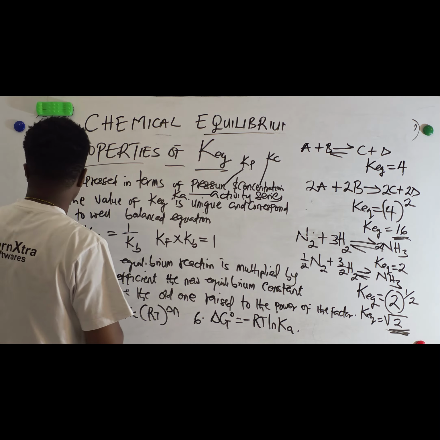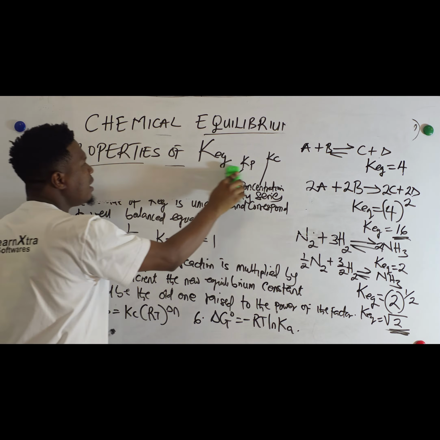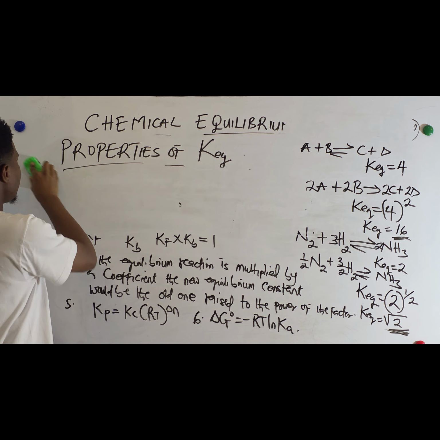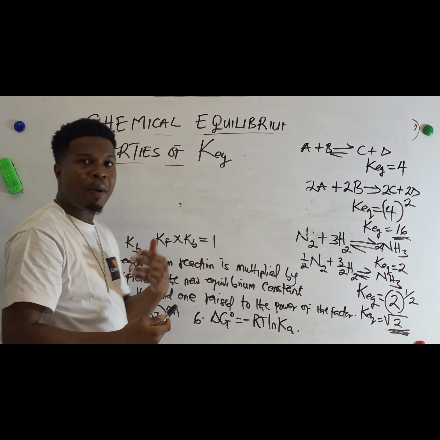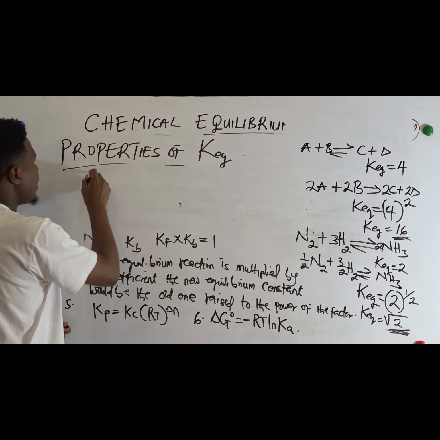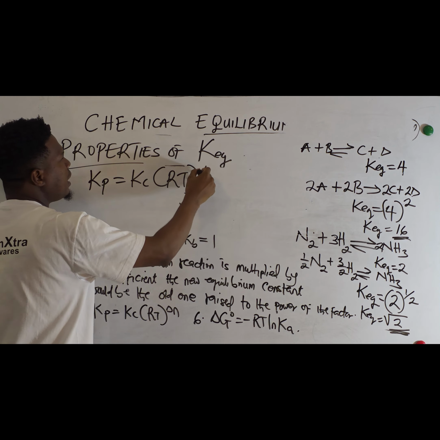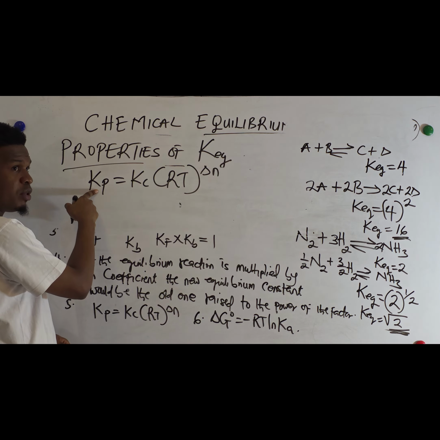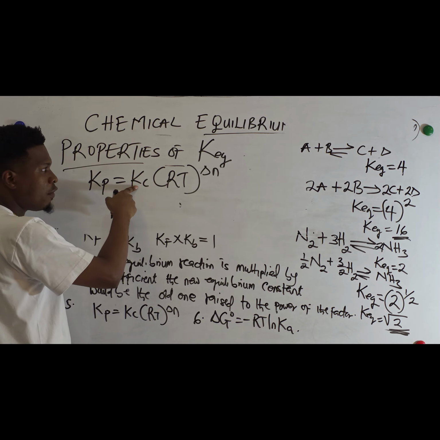Well understood. Okay, so the next property of the equilibrium constant we'll talk about is the second to the last one here. The equilibrium constant for partial pressure Kp and Kc can be related using Kp is equal to Kc (RT) to the power of change in n. Take note, you know this one already from what we have been doing.